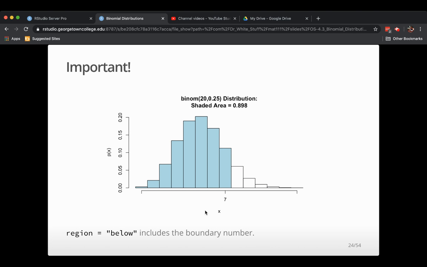That's really important. When you're working with less than or equal to probabilities, when you're saying region is below, then this function will include the boundary number. Like in our first example, it included the boundary number 7 in the heights that get summed up. But in our second example, where the boundary number was a 5 and region is above, the 5 rectangle did not get included in the heights that are summed up. That's just something you'll have to remember about how pbinomGC works.